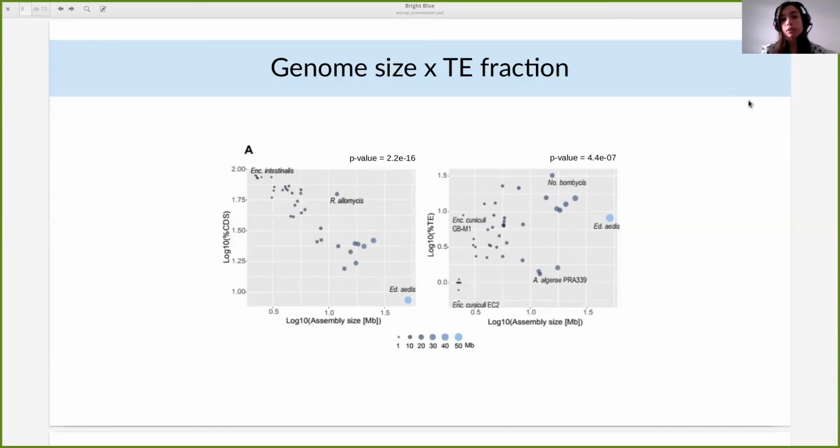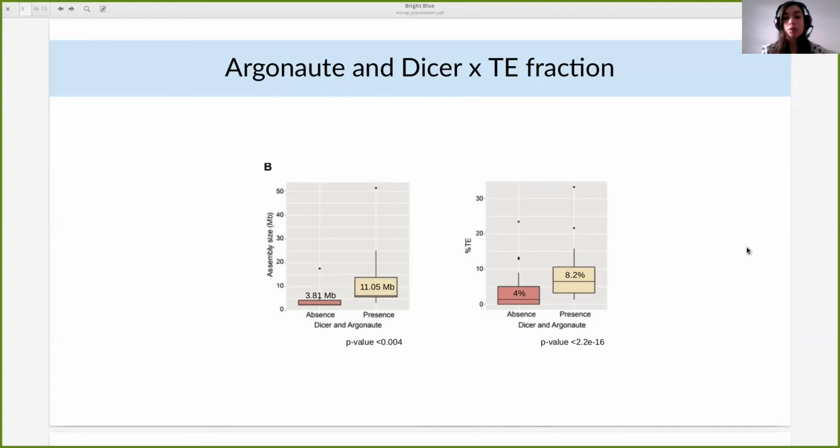But why are there differences in TE content in Microsporidia? We reasoned that these recent events of TE amplification in some lineages could result from the loss of genes related to genome defense mechanisms such as Dicer and Argonaute, members of the RNA interference pathway. Therefore, we identified Dicer and Argonaute in 27 proteomes. But contrary to what we thought, lineages with putative Dicer and Argonaute have on average a higher proportion of TE and a larger genome size compared to lineages in which these proteins are absent.